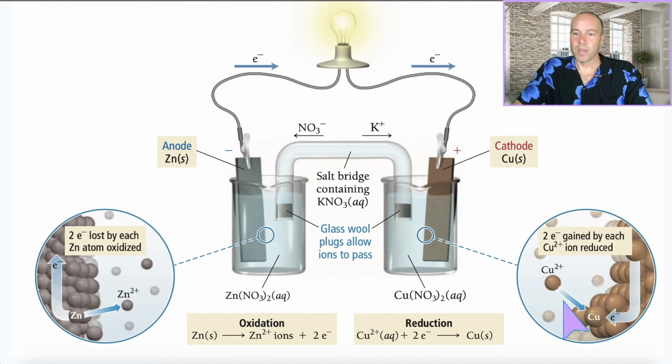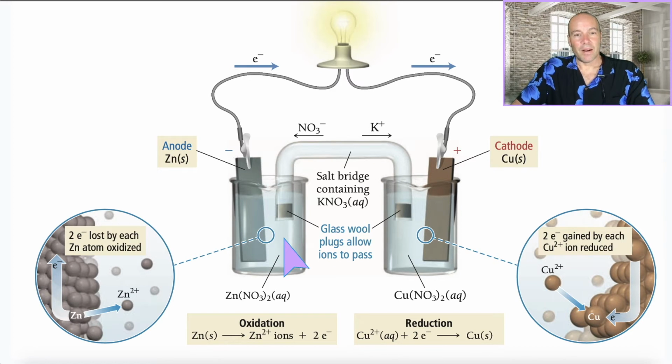What you end up with is copper ions coming out of solution to form copper atoms. So this metal plate is getting heavier because you're gaining more copper, you're pulling the copper out of solution, and that metal plate is getting lighter because the zinc is leaving the plate and going into solution.